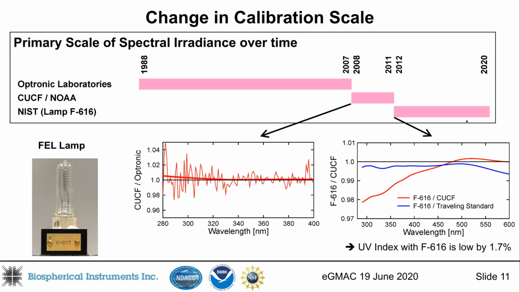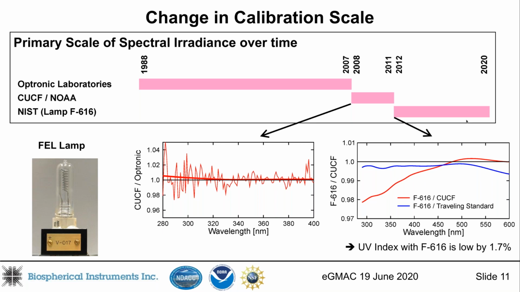Between 1988 and 2007, we purchased standards from Optronic Laboratories that were calibrated against NIST standards. Around the time when NOAA came along, we changed to standards distributed by NOAA's CUCF laboratory. And when we compared the scales, which is the plot in the center, you see there's basically no difference. So very consistent. Then in 2012, we received 3 lamps directly from NIST and said, oh, that's great, let's use those lamps. And first we compared the scale relative to the previous scale, the CUCF scale, and it looked very good. That's the blue curve there.